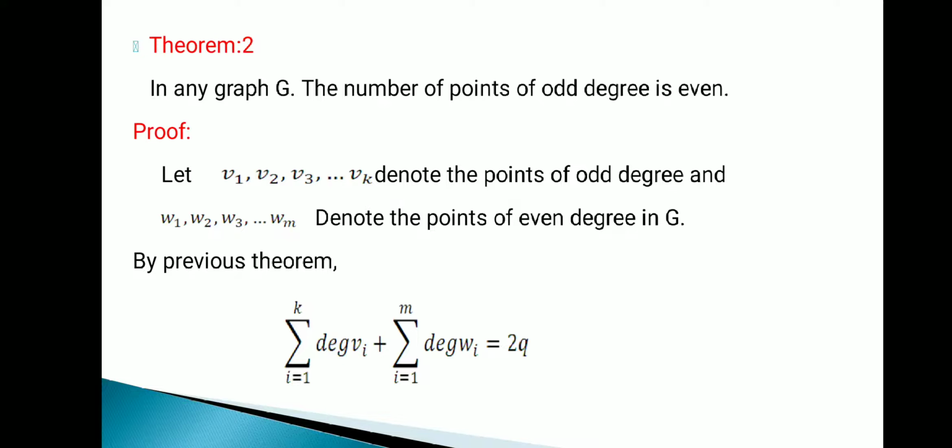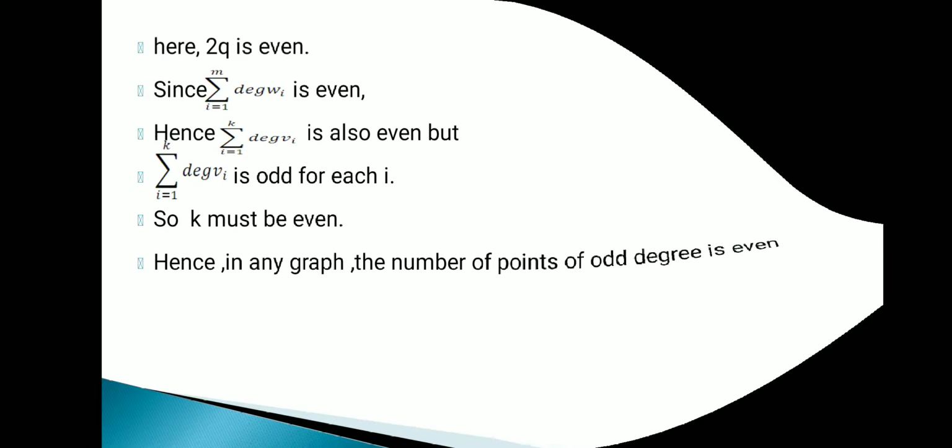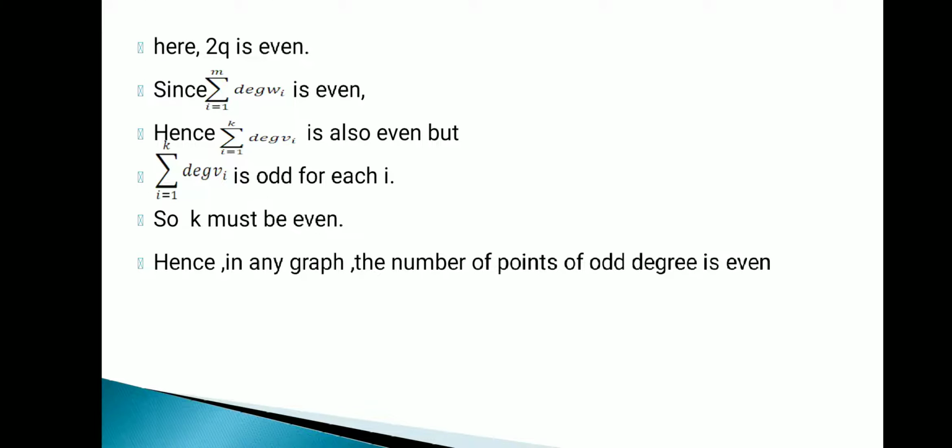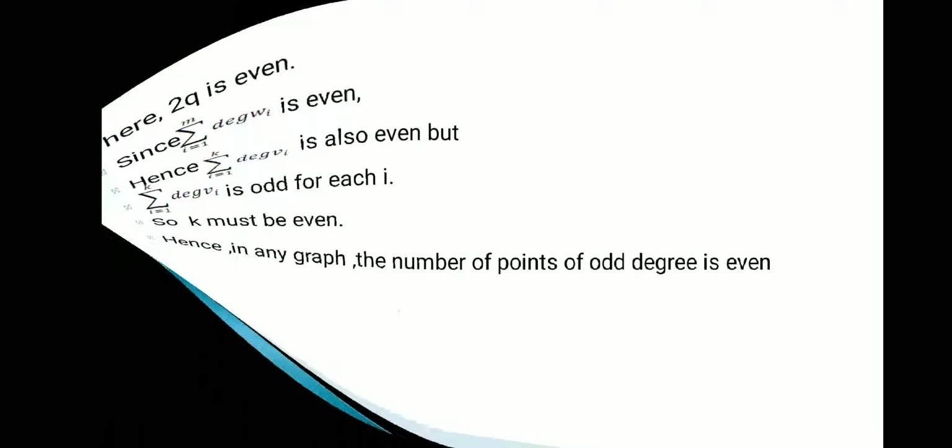Finally, we get the summation for i equals 1 to k of degree of Vi plus the summation for i equals 1 to m of degree of Wi equals 2q. Here 2q is even, and the summation for i equals 1 to m of degree of Wi is even. Hence, the summation for i equals 1 to k of degree of Vi is also even, but degree of Vi is odd for each i. So k must be even. Hence, in any graph, the number of points of odd degree is even. Let's start another.